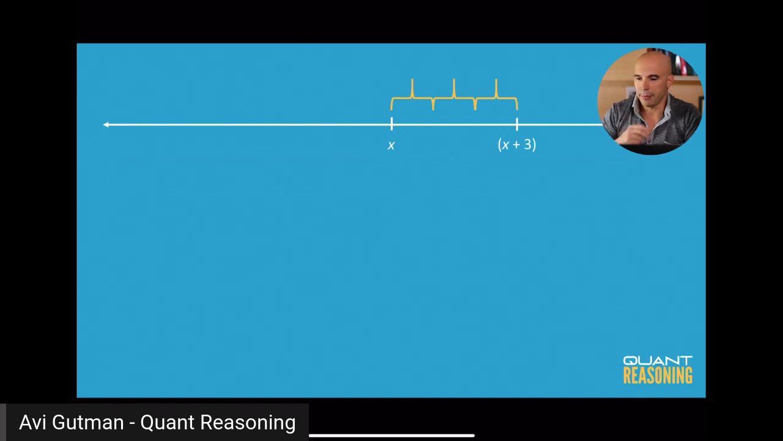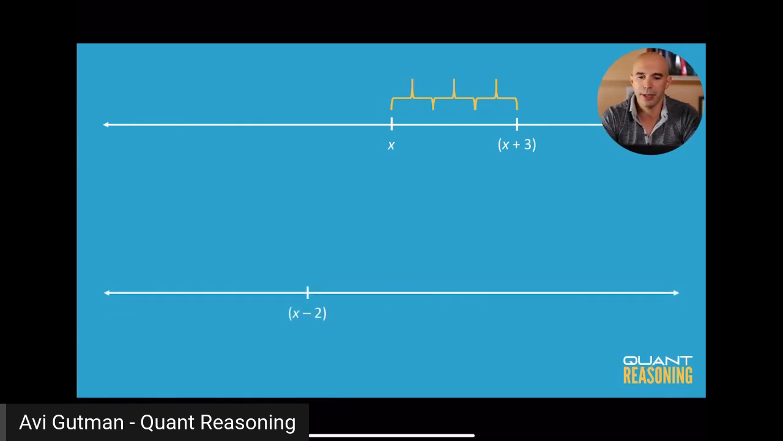Let's look at another example. There's x minus 2 on the number line. Where would you find x minus 5? Again, would that be to the left, to the right? How far to the left or right? Well, x minus 5 is an extra 3 units to the left, so there it is.